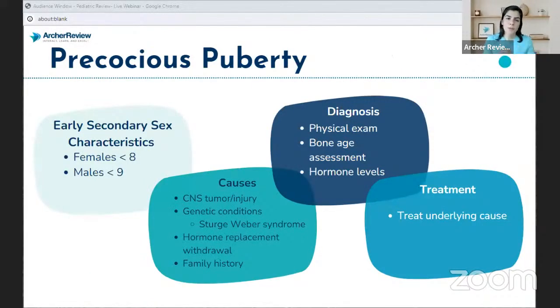And then precocious puberty, again, knowing that timeline. So early sex characteristics of that female or male that's coming in and they've started to develop maybe the body odor, the girls are getting the breast budding before the age of 8.